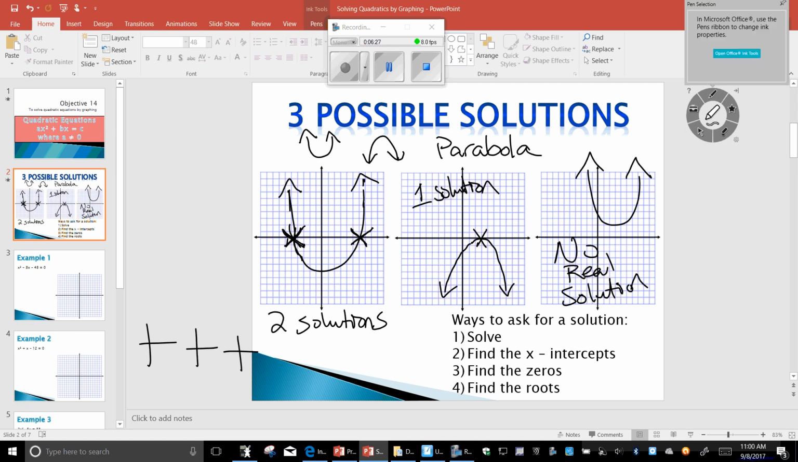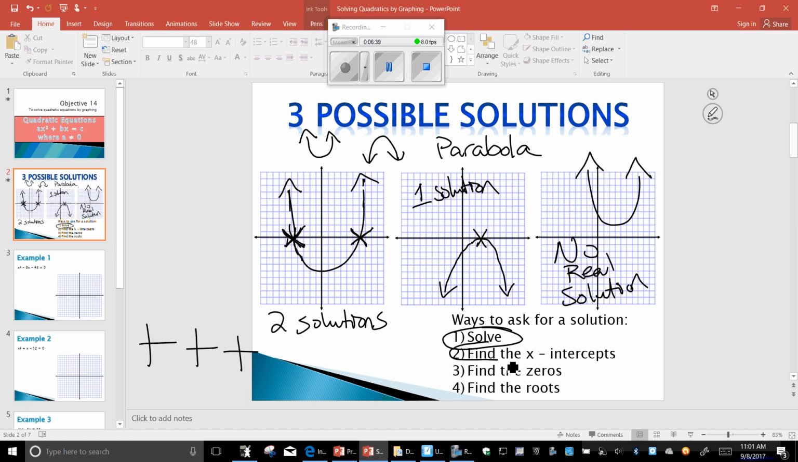So no real solution. So there are different ways to ask for a solution. I might give you a quadratic equation and I might say, solve. What does that mean? Where it crosses the x-axis. Okay. I might say, find the x-intercepts. What are x-intercepts? Where it crosses the x-axis. I might say, find the zeros. What are zeros? Where it crosses the x-axis. Okay, and that's what our calculator is going to use today. It's going to say, find the zeros. And then there's another way.